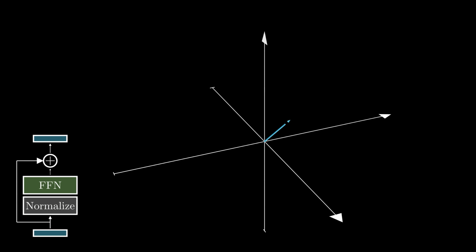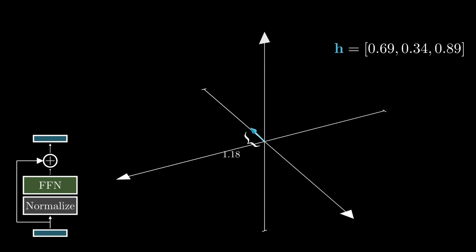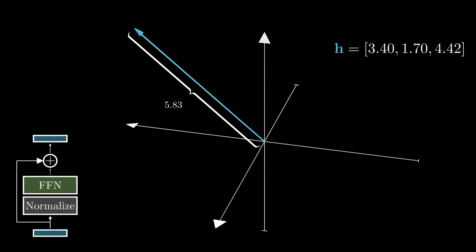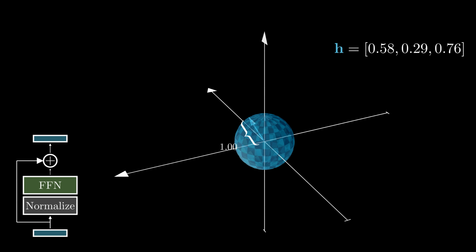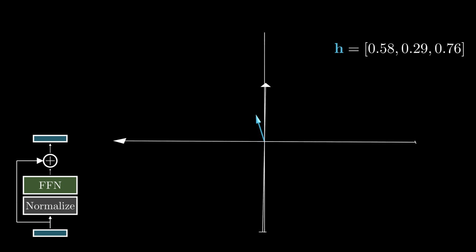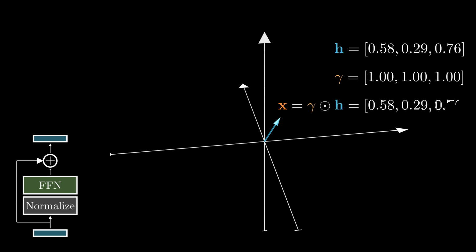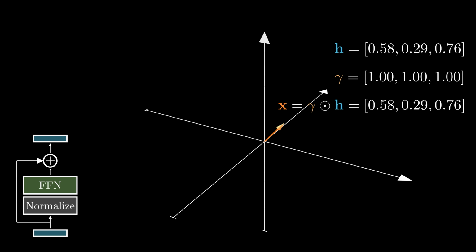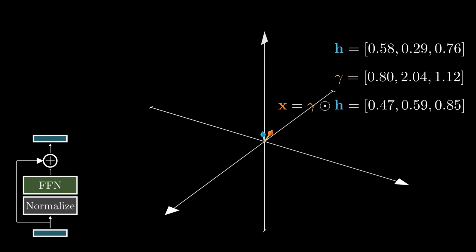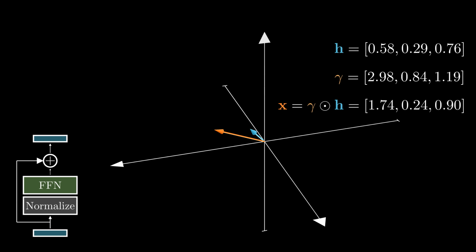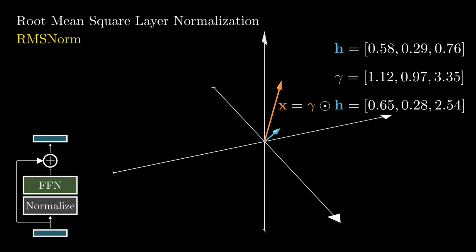Imagine the token embedding as a three-dimensional vector. Without any constraints, this vector can become arbitrarily large, making the training unstable. A common normalization layer addresses this instability by rescaling the vector so that it has unit norm. But constraining the norm of the vector can be overly restrictive. To address this, we assign a learnable scaling factor to each dimension. This allows the model to flexibly learn and adapt the scaling for each dimension independently. This method is known as root mean square layer normalization, or RMS norm.